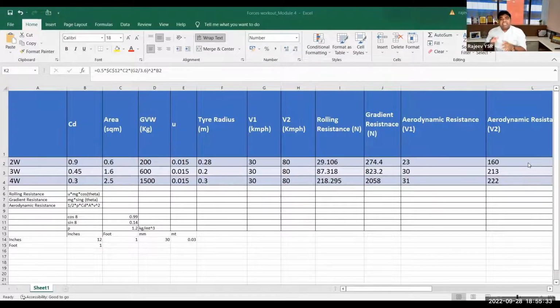So with the change in speed, your rolling resistance doesn't change, your gradient resistance doesn't change, but only your aerodynamic resistance changes, and it really changes by the square of the speed. Now, are you clear until now? Those who haven't done the assignments, at least now look at it and then do the assignment. Can I get a yes? Okay. Let's continue.